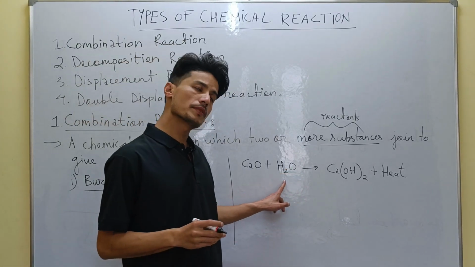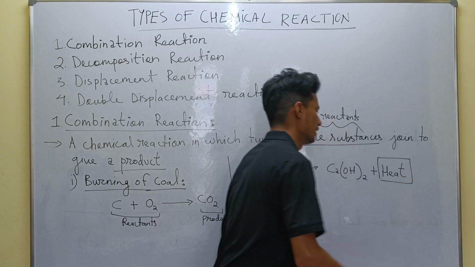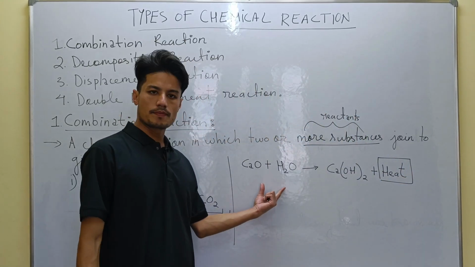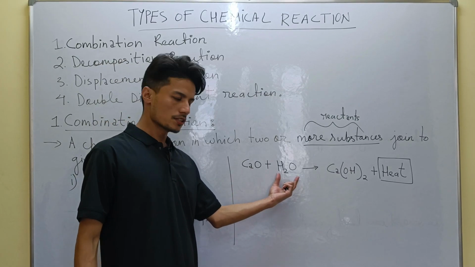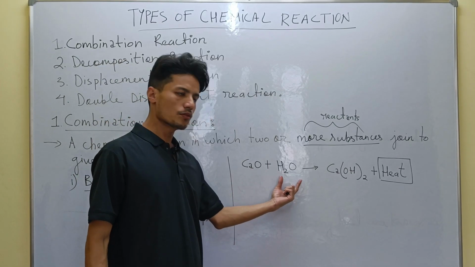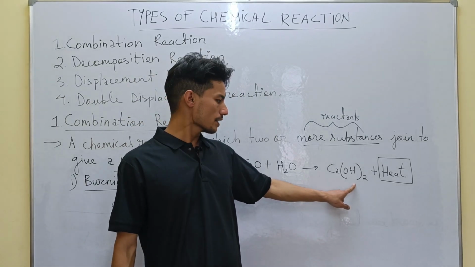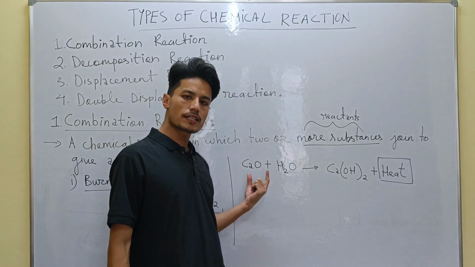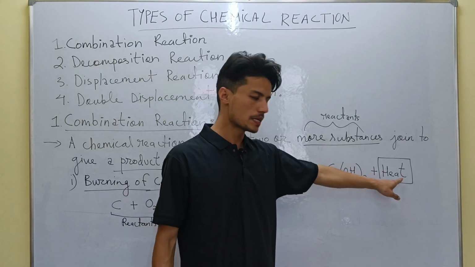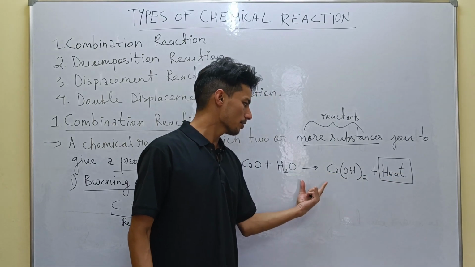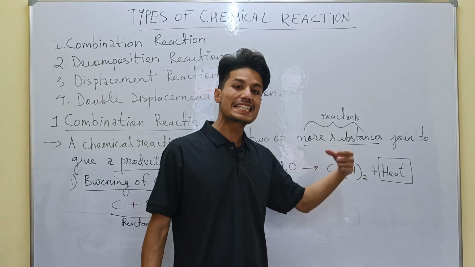The reason why I'm discussing this chemical reaction is very important. If you observe this chemical reaction, you have the reactants, calcium oxide and water. Calcium oxide reacts with water. What do we get? We get calcium hydroxide, which is also known as slaked lime. Then heat. Do you see this? Pay attention to this. In this chemical reaction, we get heat. So this chemical reaction releases heat.